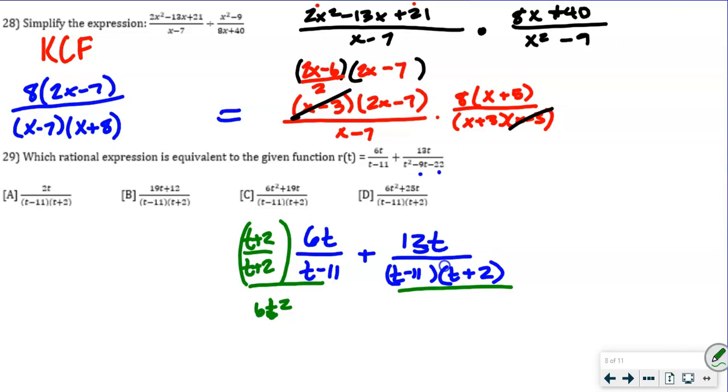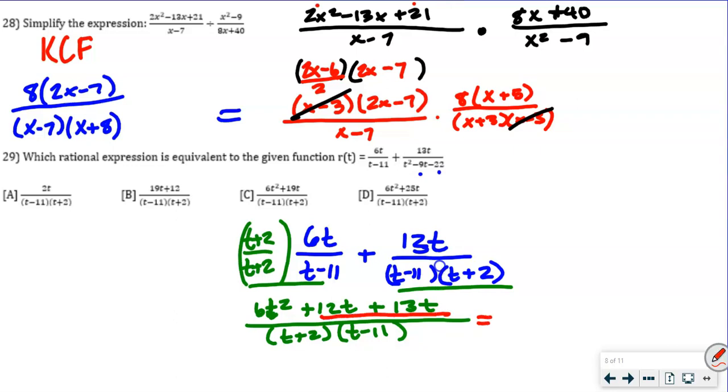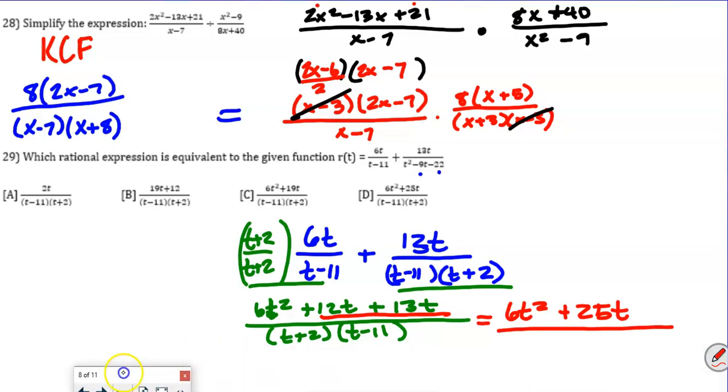And then 2 times 6t, that's 12t plus 13t, all over our common denominator now, which is t plus 2 and t minus 11, right? So we've got a pair of like terms right here, so we can combine those. So our answer is going to be 6t squared plus 25t over, again, our common denominator, which we're going to make look exactly like it's up there. So we got t minus 11 times t plus 2. So let's see which one looks like that. So that would be D. There we go.